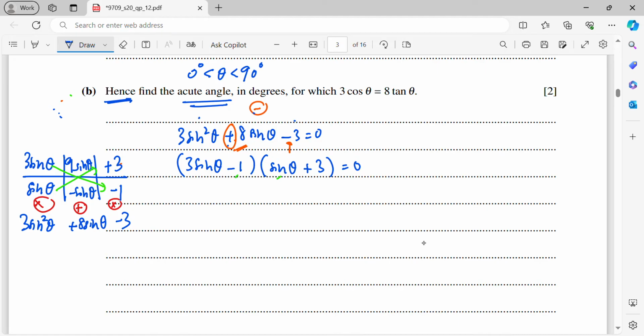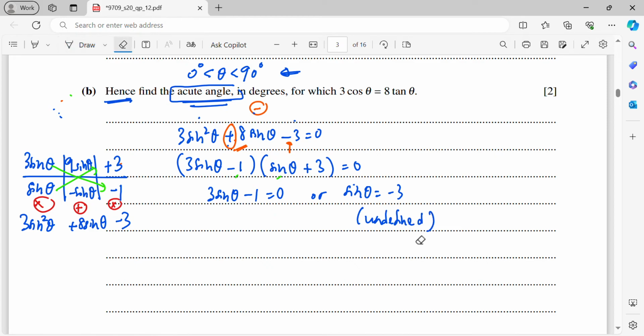Then now, multiplication of two terms equals to 0 means one of them must be 0. I will let either the first term equals to 0 or the second term equals to 0. But then when you look at here, acute angle means your angle is between 0 and 90 degrees. But we know that for any theta, sine theta minimum is minus 1. It cannot be minus 3. So that means undefined for the second factor. Okay, there's no solution for this second factor.